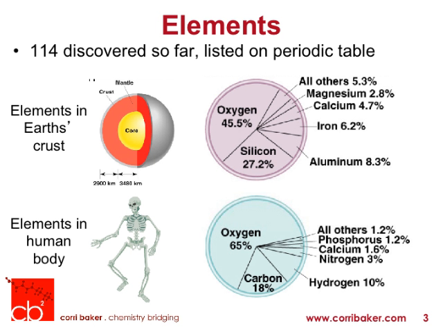So depending on how many protons we have in a particular atom would give us a different element, and there's 114 elements that have been discovered so far, and these are listed on our periodic table, which you can find in the resources folder. So here's some common elements that you might have heard of before. We've got magnesium, calcium, iron, aluminium, silicon and oxygen.